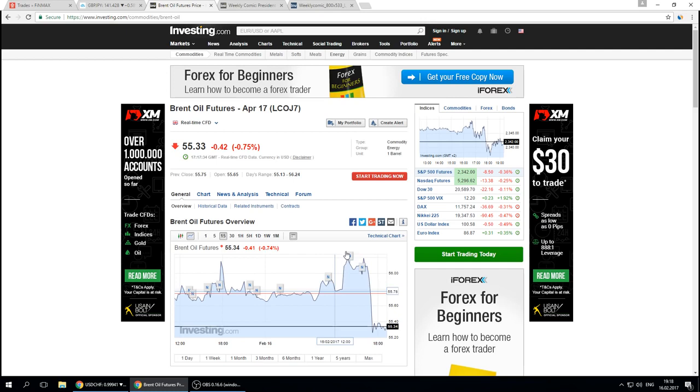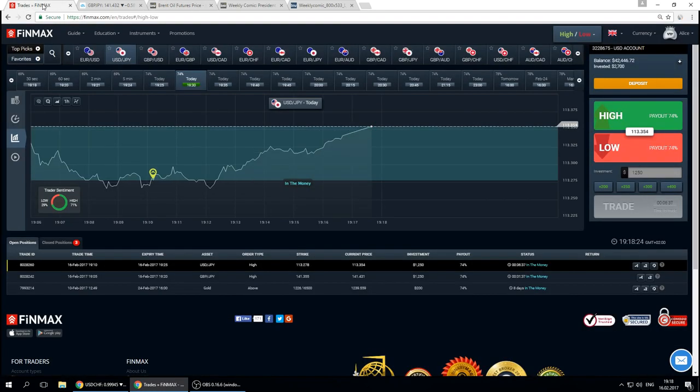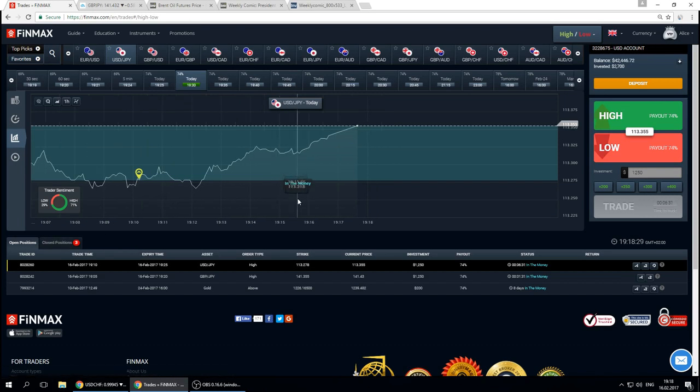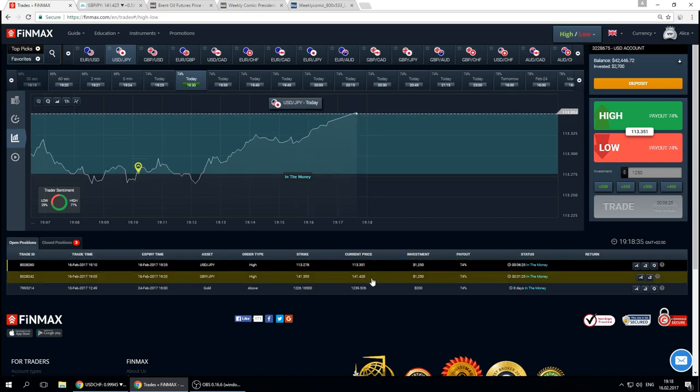So today we see that the price for Brent has fallen from $56 to 55. Well, almost, as Investing tells us, 42 cents difference, which is pretty good. The best thing about binary that I like is that you don't care much what the change of price is.